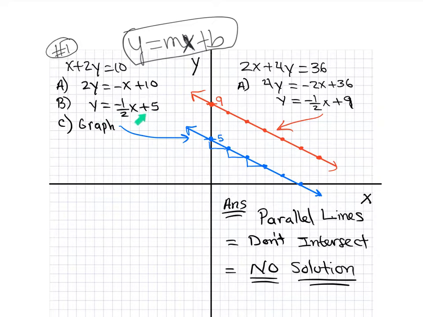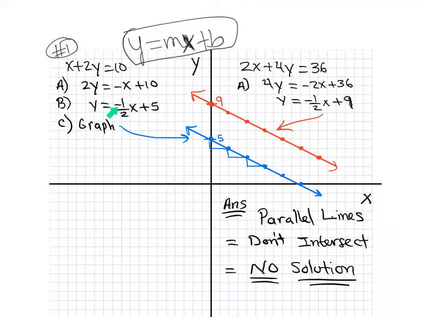Okay, now that I have the equation, step C is to graph. When you graph, the first point that you put on the graph is the y-intercept. Now, b is the y-intercept. In this problem, b is 5. That means it will cross the y-axis at 5. So that's my first point.